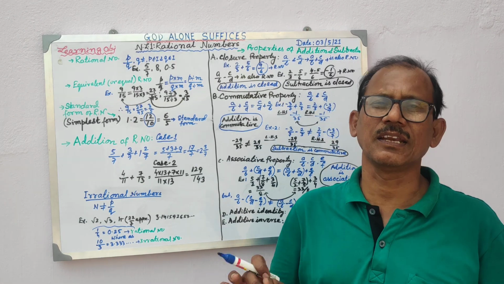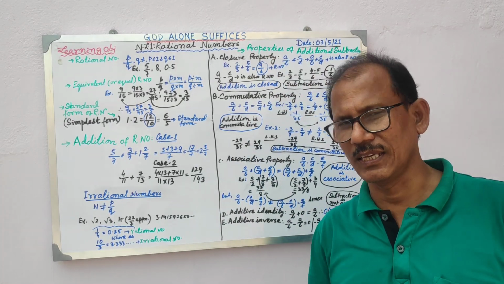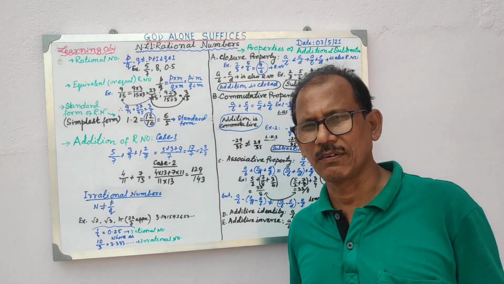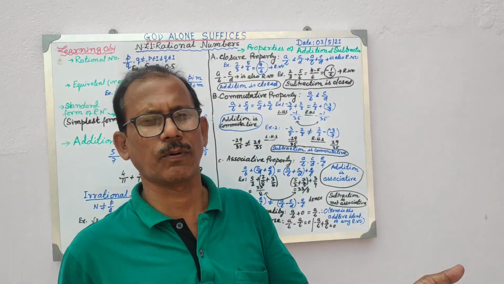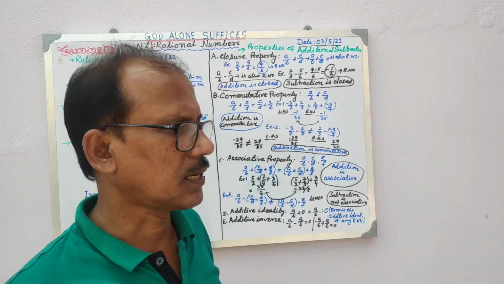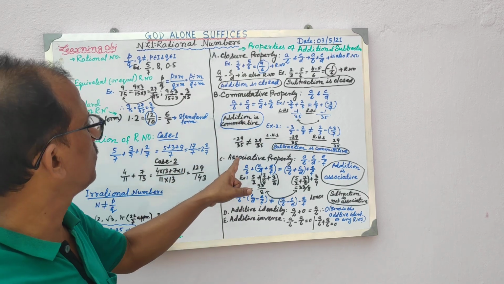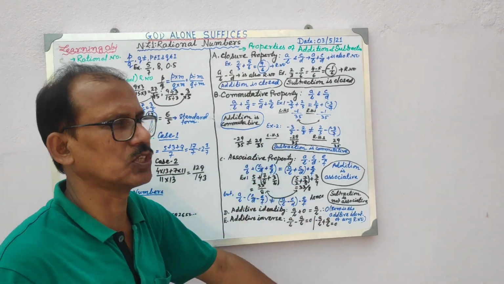For subtraction and division, only the closure property satisfies. Nothing else. All other properties will not. For division, of course, additional properties are there that we will teach you. Multiplication also has additional properties that we will teach you. But two properties you have learned. Moving on to the third property, which is called the associative property.